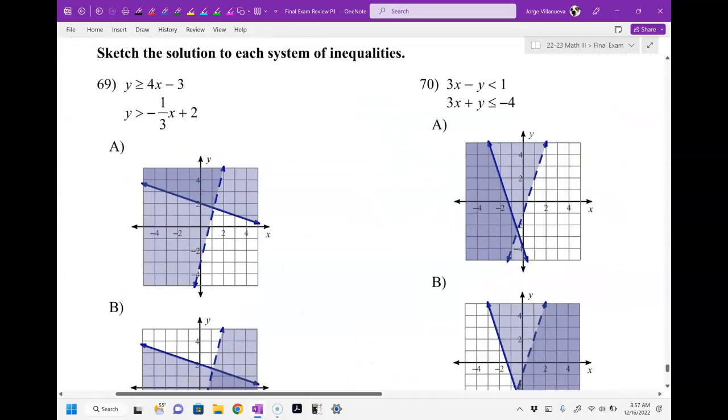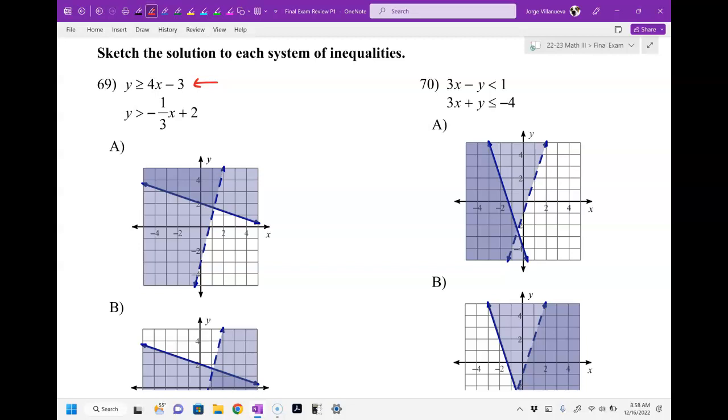So for this one, the way I would recommend you do it is you're going to pick one equation that's given to you, and you're going to try to figure out which ones fit that equation. So I'm going to try this equation right here. It's going to start at negative 3 on the y-intercept, and then it has a slope of 4. What kind of line should it be? Solid or dashed? Solid line, and I'm shading which way? Above, right? Greater than or equal to.